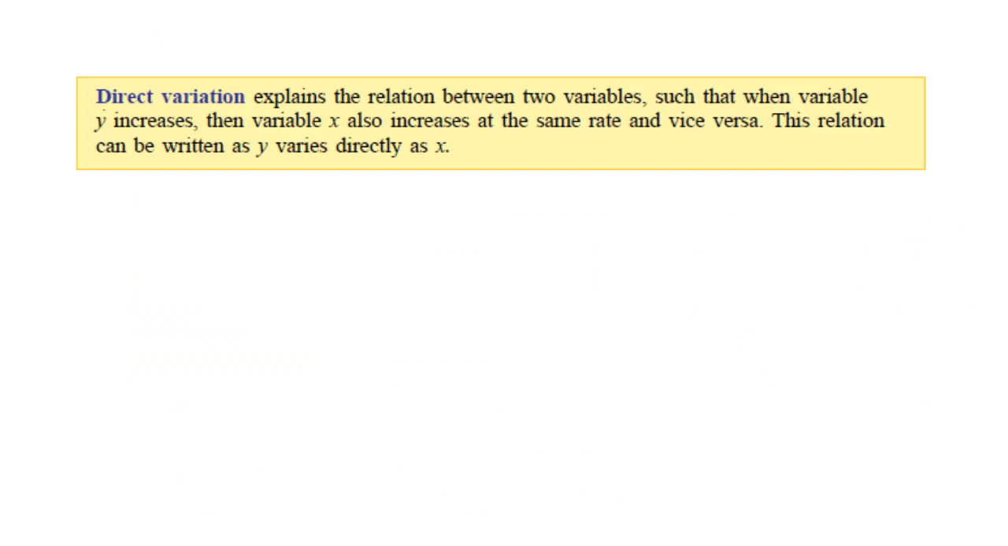Direct variation explains the relation between two variables, always two variables, such that when variable y increases, variable x also increases at the same rate. This is very important: at the same rate.